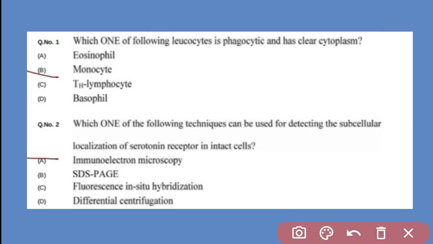Then moving to the next question: which one of the following techniques can be used for detecting the subcellular localization of serotonin receptor in an intact cell? Here the question is asked on localization of intracellular receptors, and one technique is there, that is immunoelectron microscopy. Immunoelectron microscopy is used to localize molecules at the ultrastructural level by labeling them with a specific antibody. So the answer to this question is option A. Moving to the next question.